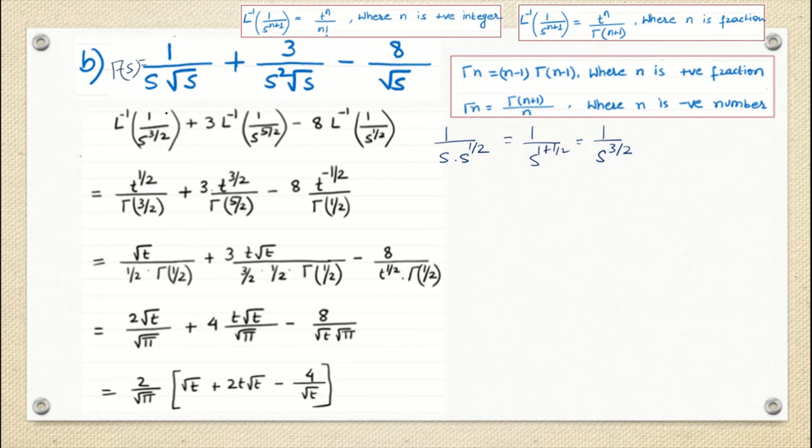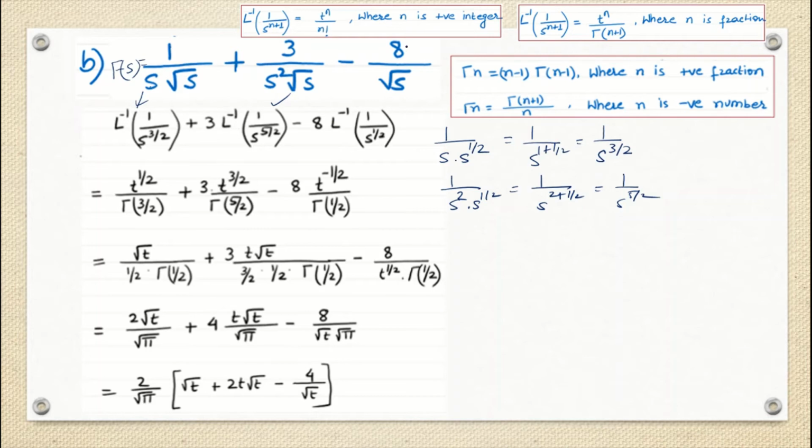So because of that only we have written the first term as 1 by s to the power 3 by 2. Similarly, for the second term, we have taken 3 out because it is a constant, and we are writing 1 by s to the power 5 by 2. Again, the reason for 5 by 2 is that this is nothing but 1 by s to the power 2 plus 1 by 2, 1 by s to the power 5 by 2.